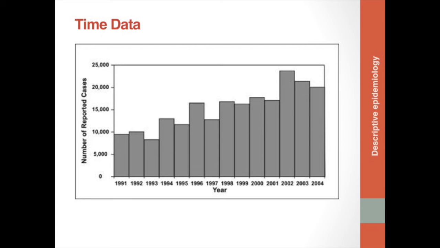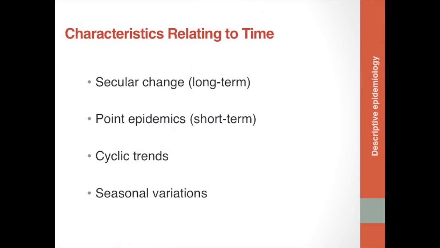For some conditions, such as chronic diseases, epidemiologists are more interested in long-term trends or patterns in the number of cases. For other conditions, such as outbreaks, the relevant time scale is likely to be days or hours. Some events can be displayed in descriptive epidemiology using time data, for example, secular changes, point epidemics, cyclic trends, and seasonal variations of a condition.